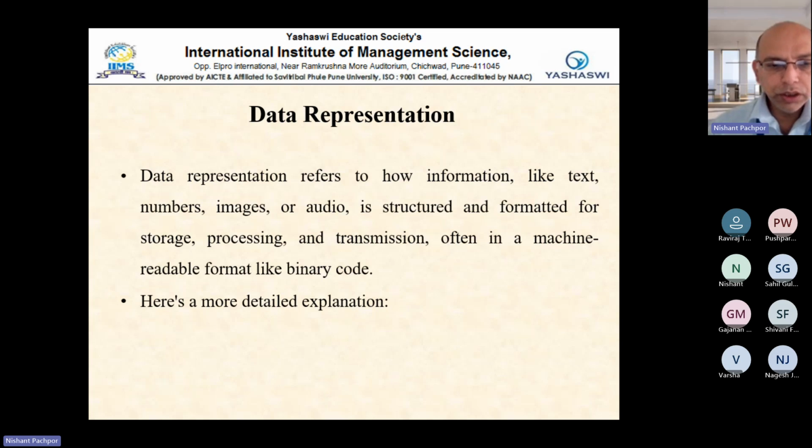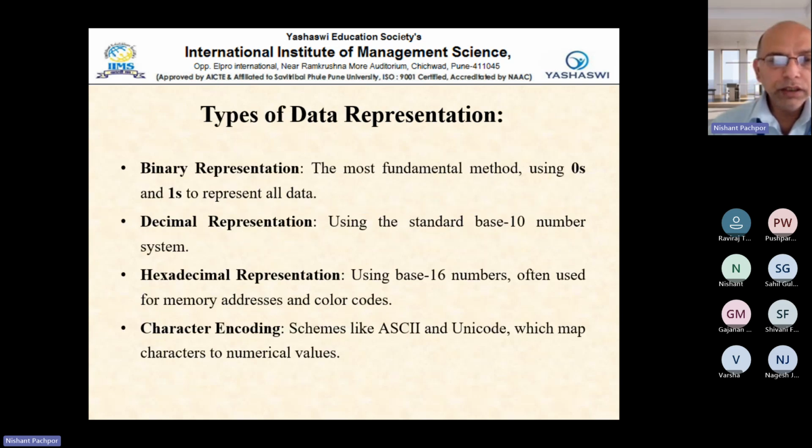So this is how the data will be stored, but all the data is stored in a machine readable format मध्ये तुमचा data लागेल. That is called binary code data, 1 and 0s. We have to go with that. This is the types of data representation.